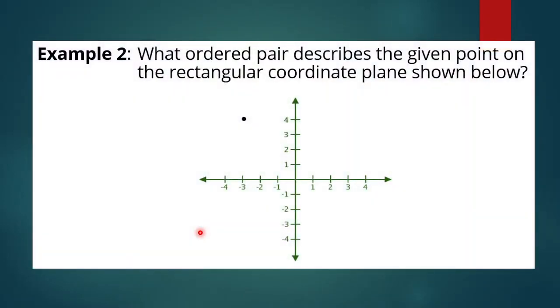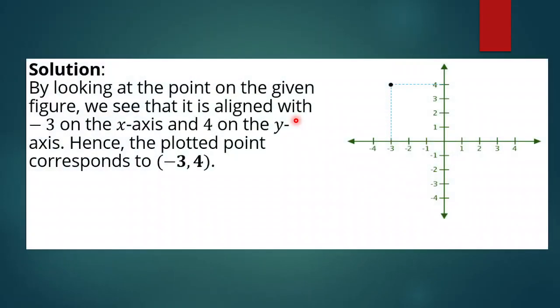So we have here another example. What ordered pairs describe the given point on the rectangular coordinate plane shown below? So students, again, if we can recap lang natin, sa ordered pair natin, una always is x. So we have to count for the x first. So that is negative 1, negative 2, negative 3. So therefore, our x is negative 3. However, nandito yung point natin, and saan siya sa y? That is positive 4. So therefore, our point is at negative 3, positive 4.